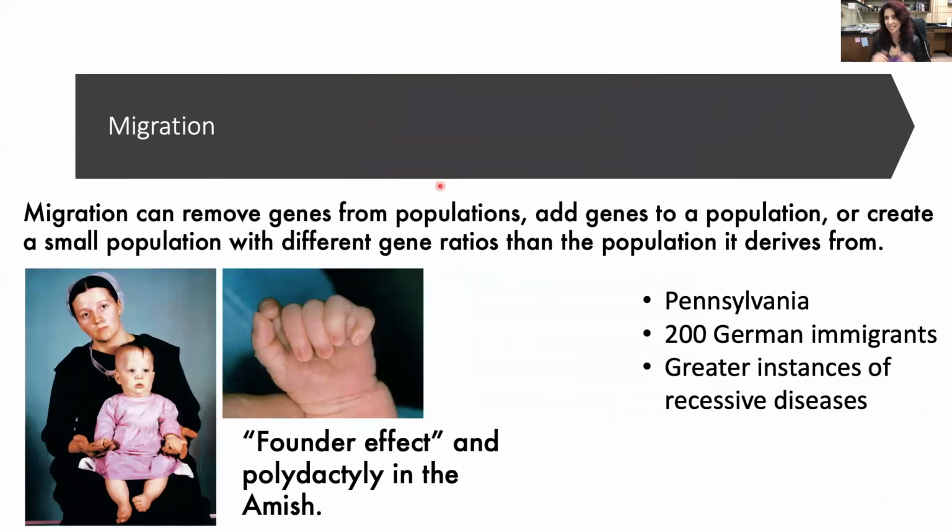Okay, migration. Migration can remove genes from a population, but it could also add genes to a population, or it could create a small population with different gene ratios than what was found in the founding population. And a good example of this is the founder effect that is observable today in Amish communities of Pennsylvania.